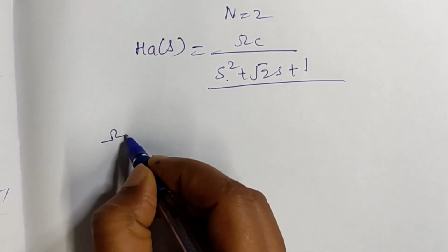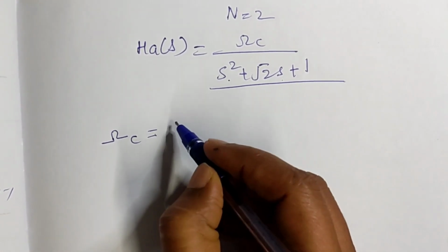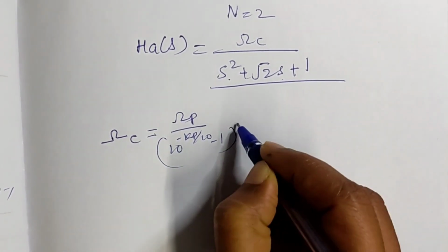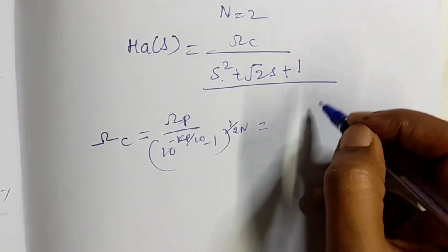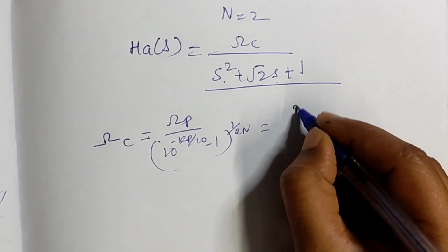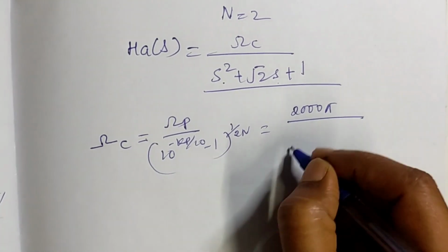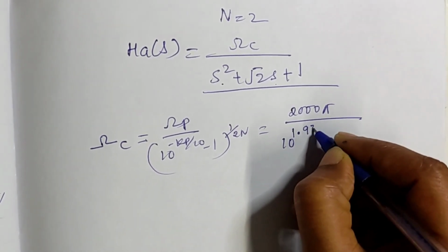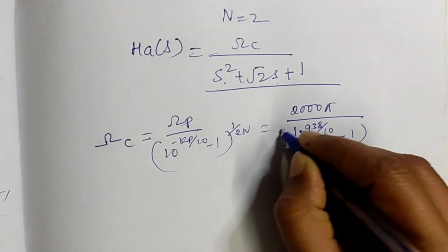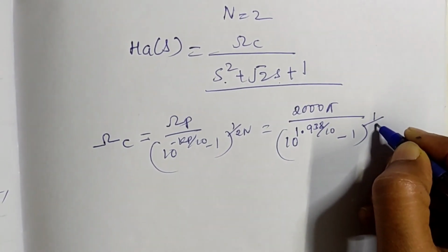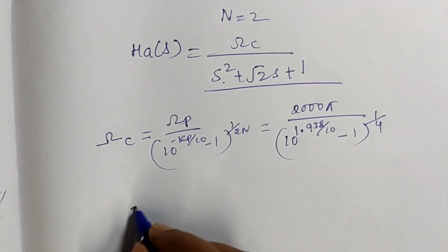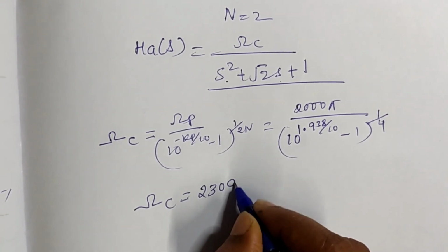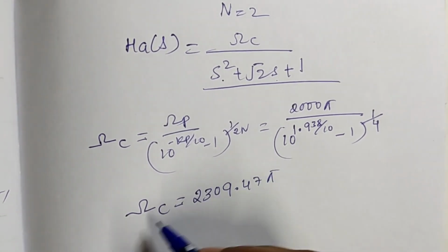Now we have to calculate ohm C. Ohm C is again a formula: ohm P divided by 10 to the power of minus Kp by 10, minus 1, to the power 1 by 2n. When you substitute all these values, ohm P is 2000 pi divided by 10 to the power of minus Kp, which is plus 1.938, divided by 10, minus 1, to the power of 1 by 2n. N is 2, so 2 twos are 4. Once you calculate this on a calculator, you will get 2309.47 pi radian per second.